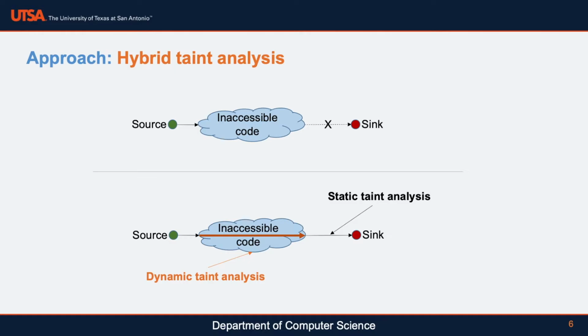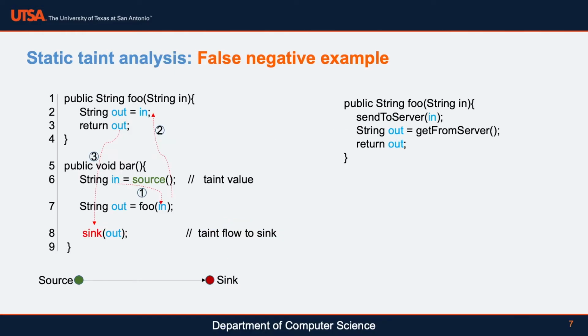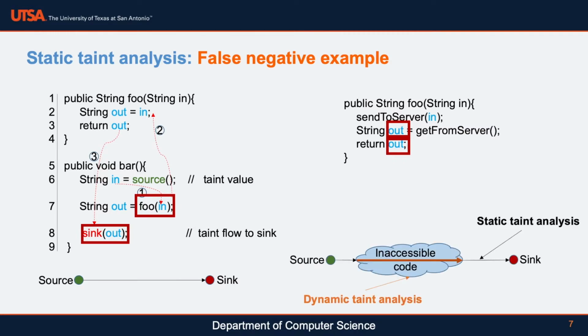So back to the previous example, we will check whether the return value from the server is sensitive or not. If it is sensitive data, we will consider the method foo as an intermediate source and apply static taint analysis on it to see if it flows to a sink point. By doing this, we could detect the missing data flow. So that's our idea.